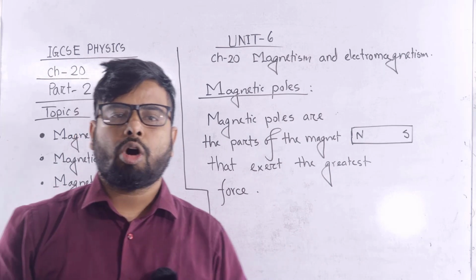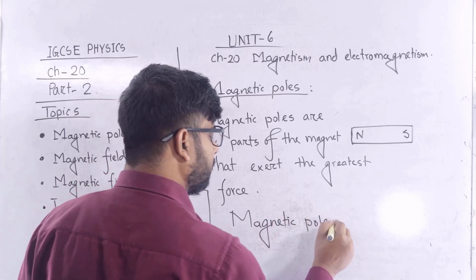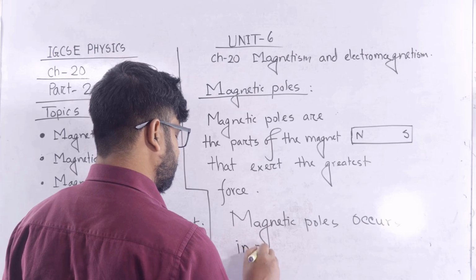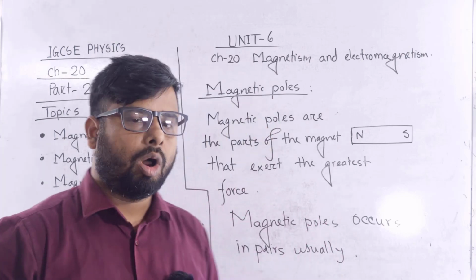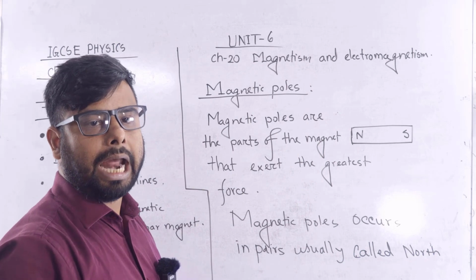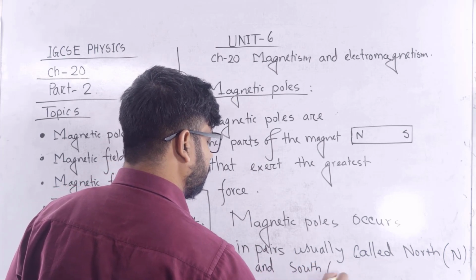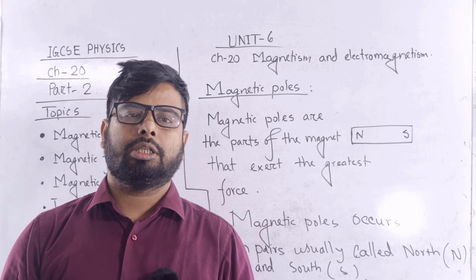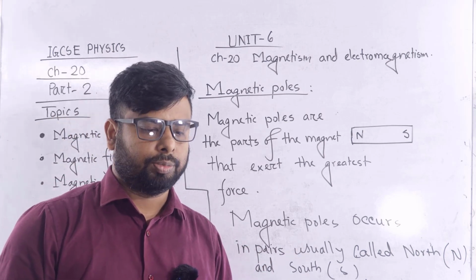Magnetic poles occur in pairs usually, called the north pole, capital N, and the south pole, capital S. So magnetic poles are the parts of the magnet that exert the greatest force. Magnetic poles occur in pairs, usually called north and south pole.